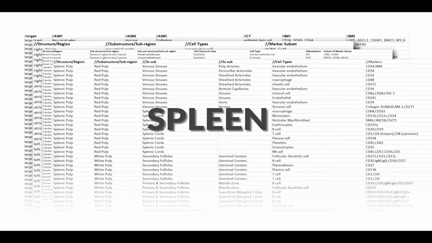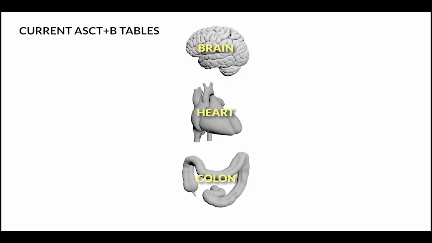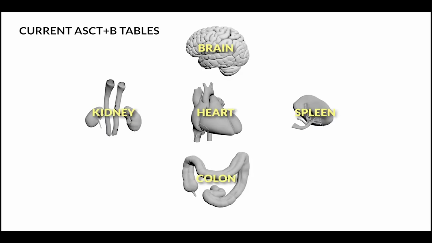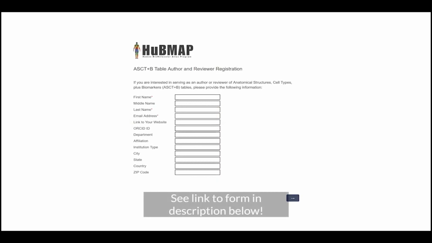The ASCT plus B tables are essential in defining our GPS systems for the human body because they provide the unified place name for every location or position in the body. Currently, ASCT plus B tables exist for the brain, colon, heart, kidney, and spleen. Tables for other organs are still under development.